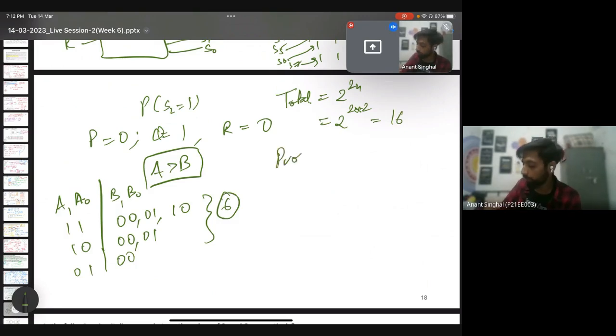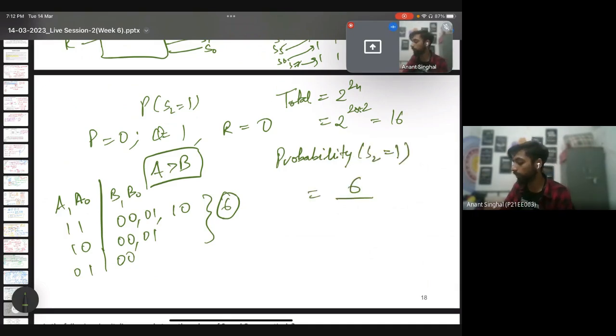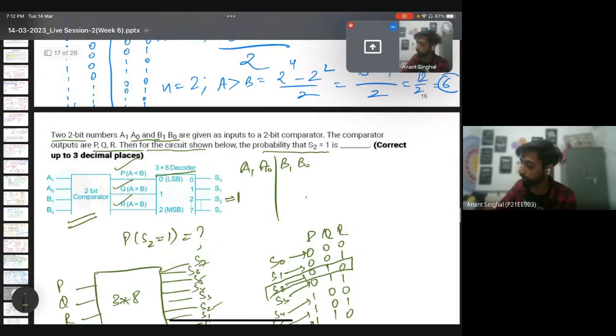So the probability, if we say when S2 is equal to 1, so there are a total of six cases when S2 will be 1 out of the 16 cases. So if I try to do some maths, this will be 0.375. So the correct answer to this question is nothing but 3 by 16, which is 0.375.